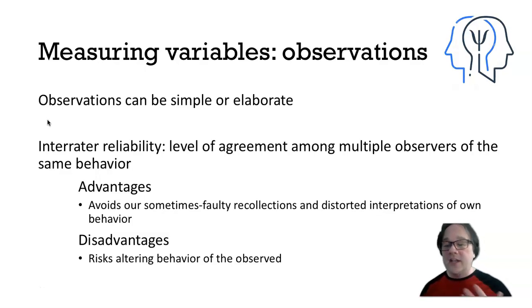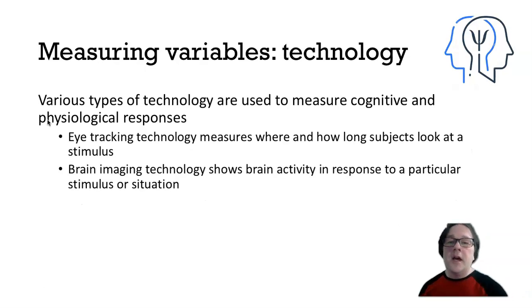Some other disadvantages to observational research is that it's often pretty time consuming, right? It takes a lot more resources, which means more people power, more money, more time. So you see less observational measurements in social psychological research. But of course it's still out there. You just see more self-reports.